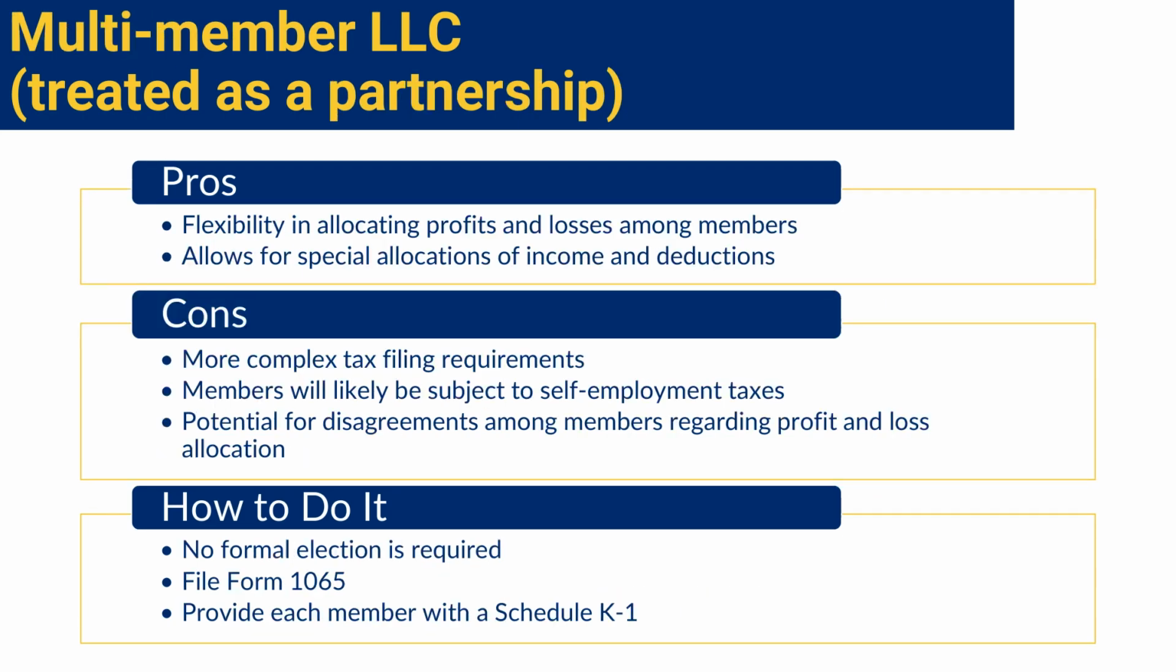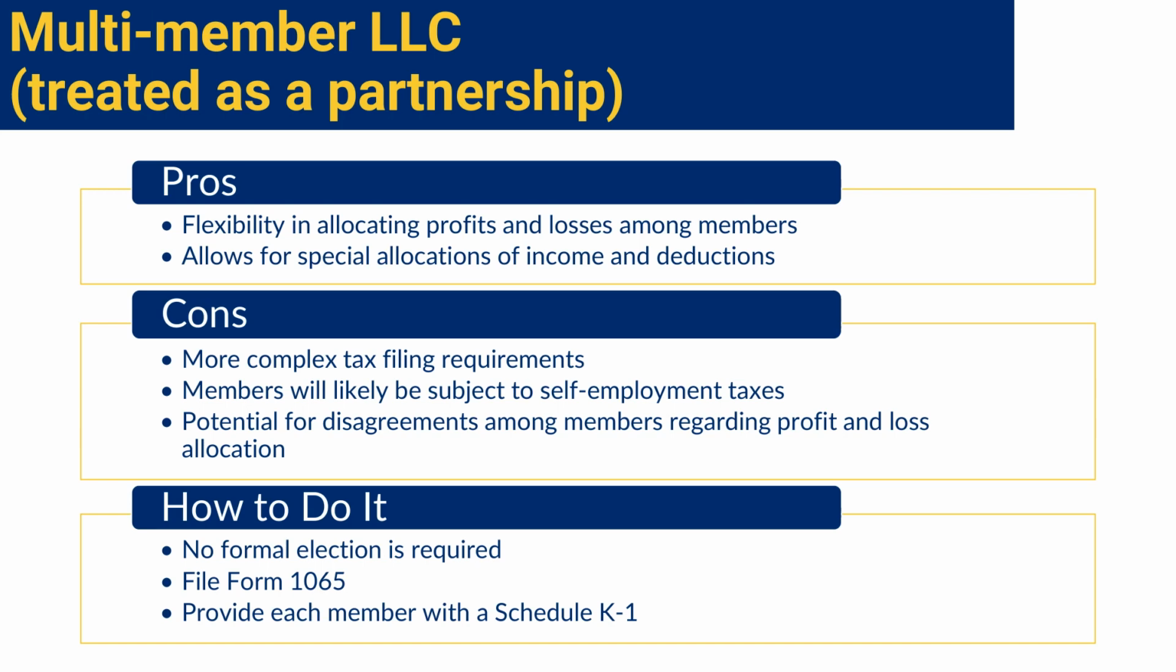Next is multi-member LLC, treated as a partnership. If you have one or more owners, the default tax classification is as a partnership. Under this structure, the LLC itself does not pay income taxes. Instead, each member of the LLC reports their share of the company's profits and losses on their personal tax returns using Schedule K-1. This option allows for flexibility in allocating profits and losses among members, which can be advantageous for businesses with multiple owners who have different levels of involvement or investment in the company. However, members will likely still be subject to self-employment taxes on their share of the LLC's income.